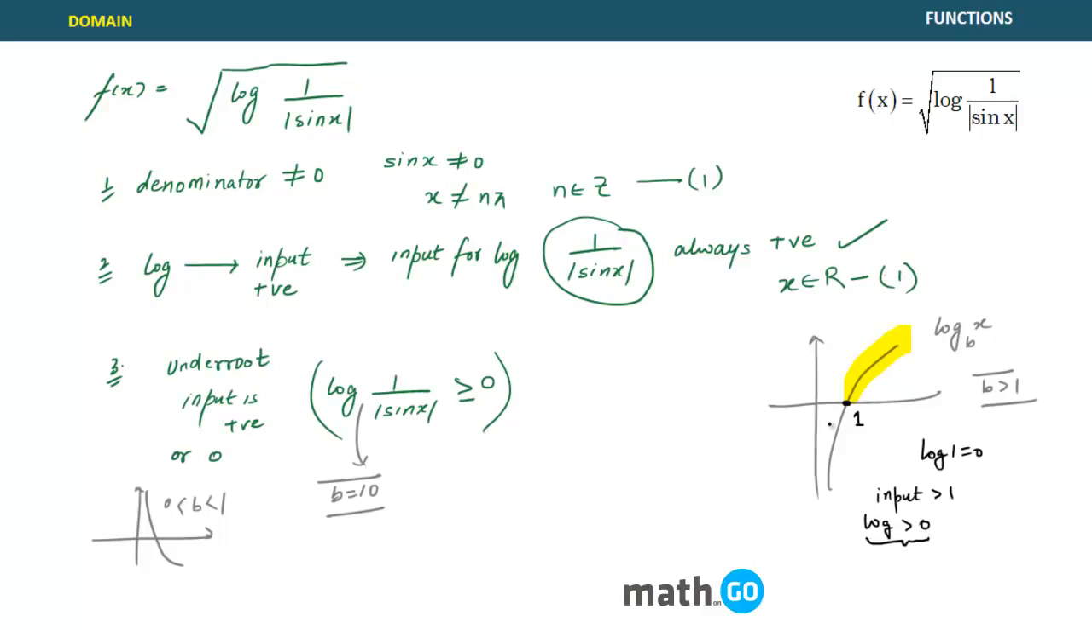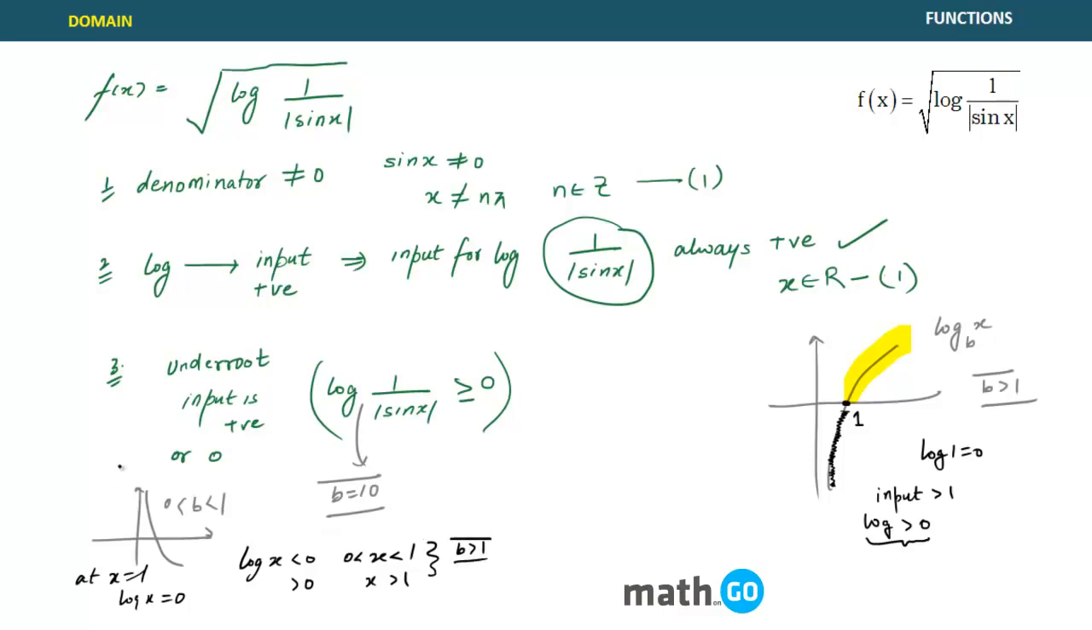Please remember this is very important. Log will return you a negative answer. You can see here log is negative in this particular region. So for log to return negative values, the input should... you can in fact remember this as a result also. Log x is less than 0 when x is between 0 and 1. If log x is greater than 0, then x should be greater than 1. And at x equal to 1, log is 0. I'm taking this when the base is greater than 1, right?